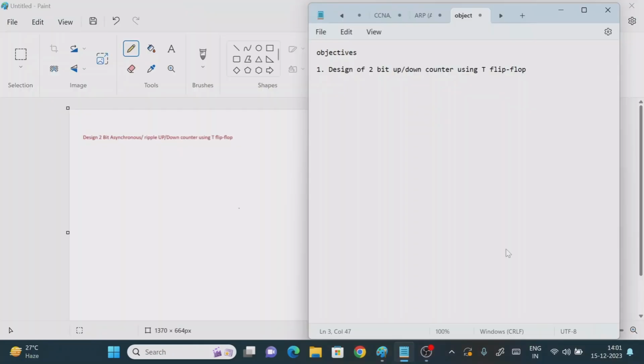Hello guys, welcome back. In today's session we are going to design the 2-bit asynchronous up down counter, right? Which counter are we going to design? The 2-bit asynchronous up down counter. The other name for this one is the ripple counter. Now, what is the meaning of the asynchronous counter? We will see the meaning of the up down count operation.